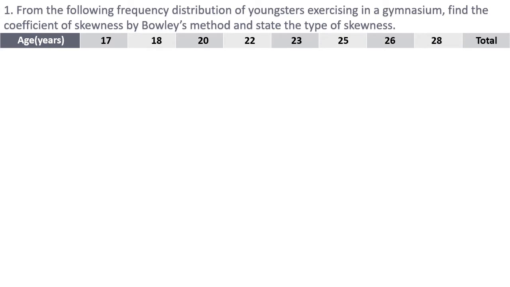Now let me remind you, this question in the textbook was not given in this manner. It was given haphazardly, but because we are using the positional averages, I have arranged those values in ascending order. So keep in mind that when the data is haphazardly arranged, you have to arrange it in ascending order if you need to calculate Bowley's coefficient of skewness.